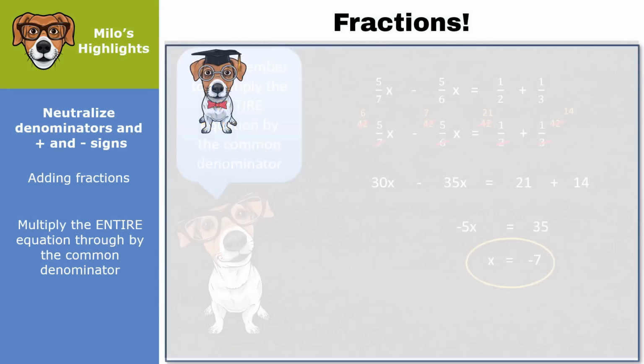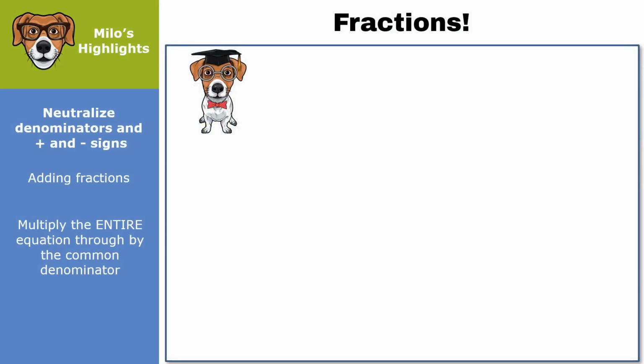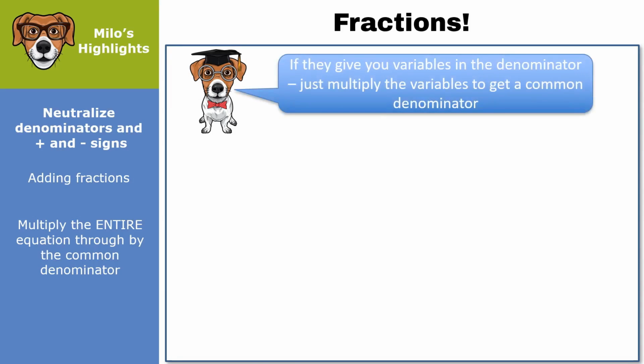Nice job. Now, honestly, half the time, they're just trying to make things look intimidating to freak you out. Seriously. So if they put variables in the denominator, yeah, it looks ugly, but it's not a problem. All we do is simply multiply the denominators together to get a common denominator. It works like this. In this case, we have a 7 in one of the denominators and an x in the other denominator. So let's multiply those together and make the common denominator 7x. And then we just multiply that through the equation just like we always do.